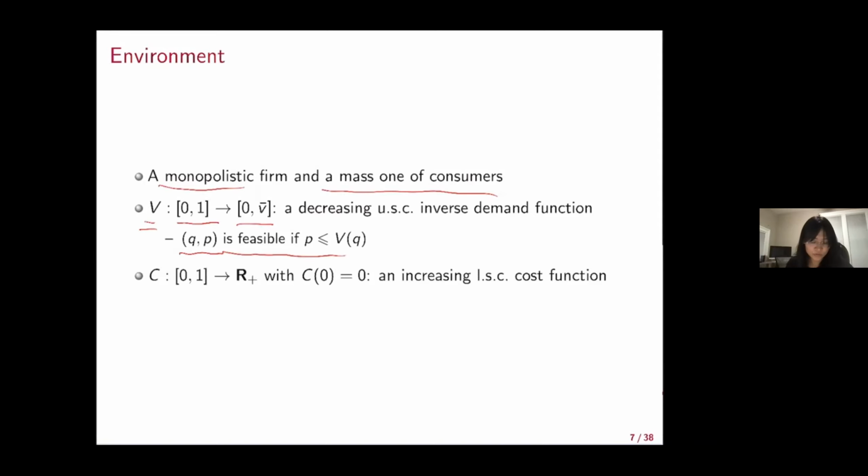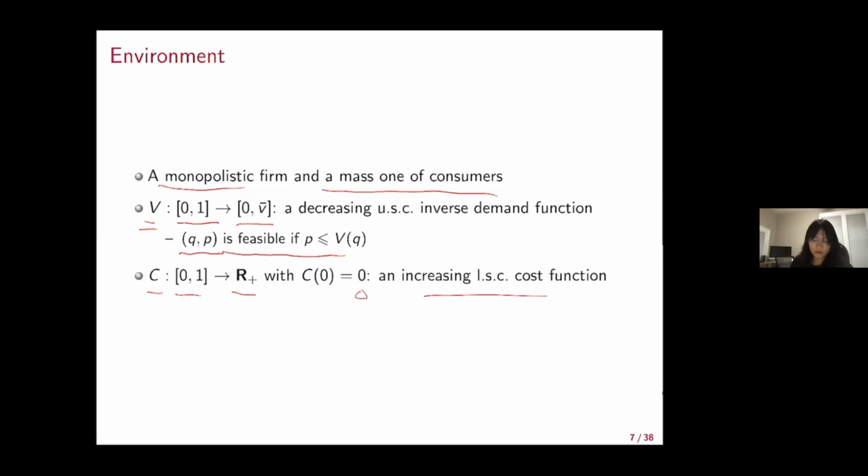Then we assume that the cost function is given by C, a function from the unit interval to the positive real line. The firm can choose not to produce, which has zero cost, and the cost function is weakly increasing. In the baseline model, we assume that all types of demand and cost functions, given these conditions, are feasible.